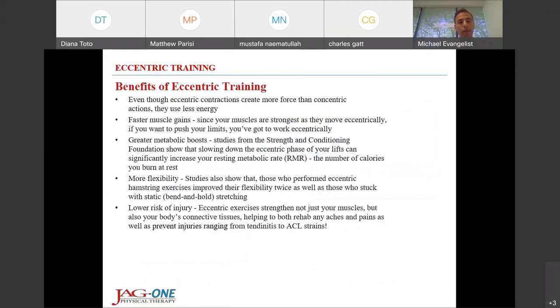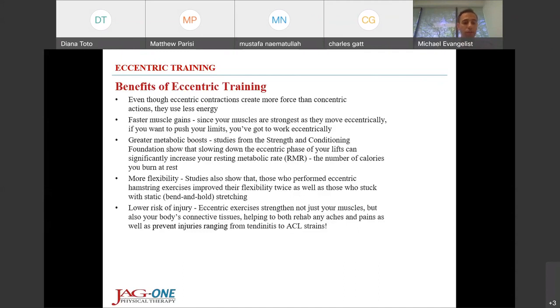The greater metabolic boosts. Studies from the Strength and Conditioning Foundation show that slowing down the eccentric phase of your lifts can significantly increase your resting metabolic rate, the number of calories you burn at rest. More flexibility. Studies also show that those who performed eccentric hamstring exercises improved their flexibility twice as well as those who stuck with static stretching.